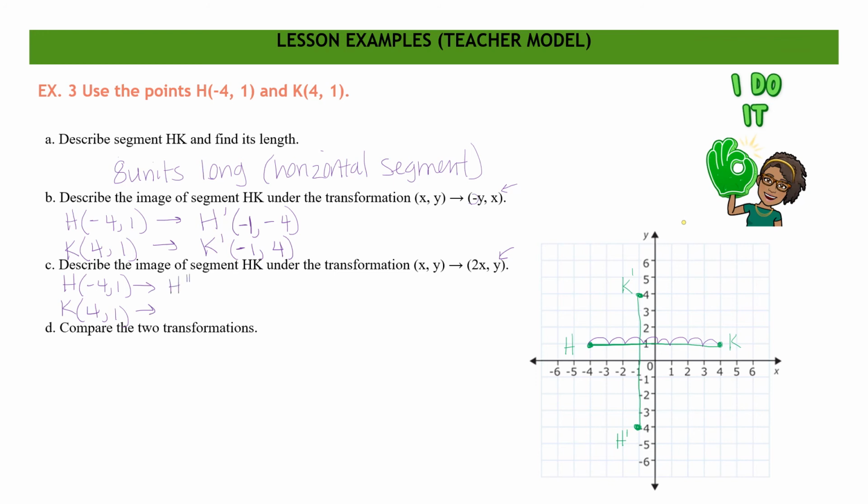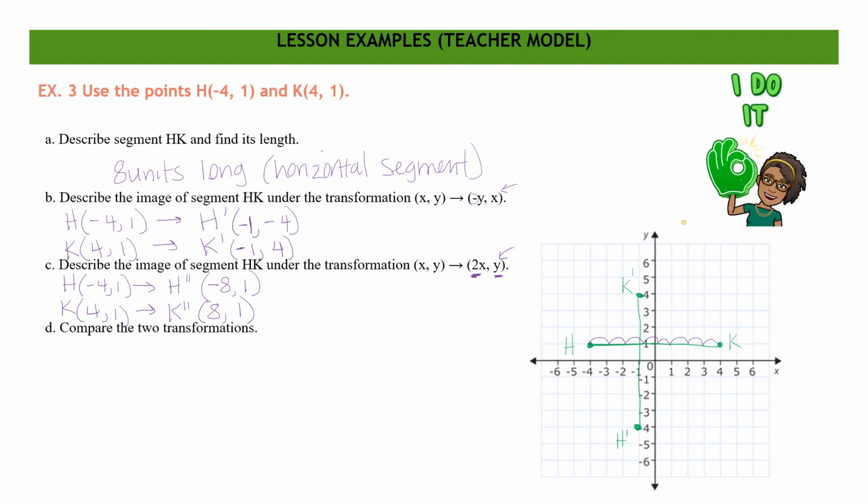So let's call these h double prime and k double prime so we don't confuse them with part B. If I plug this -4 into where my x is, that's going to give me 2 times -4. 2 times -4 gives me -8. And then for the 1, we don't see any change for the y, so we just leave it as it is. That's going to be 1. Same thing again for the 4: 2 times 4 gives me 8. And nothing changes with the y, so that stays the same as 1.